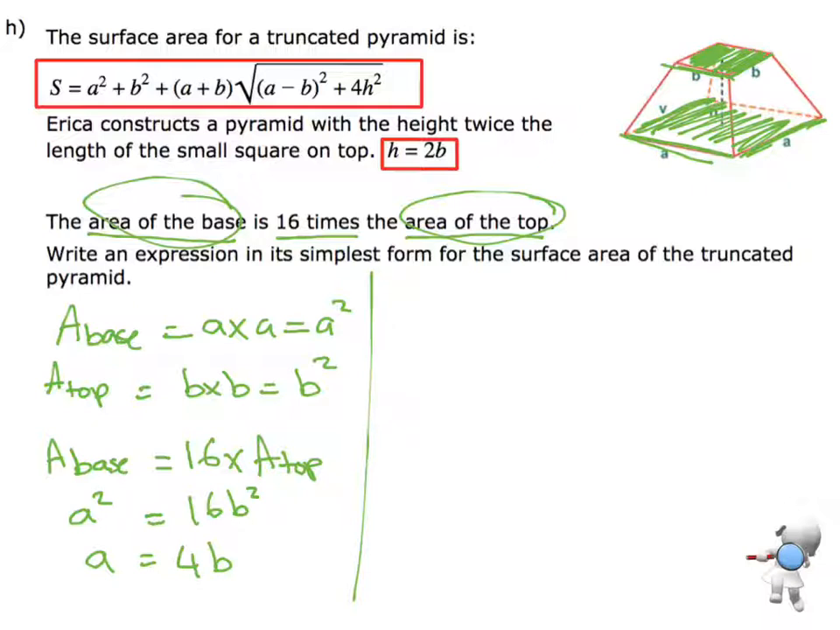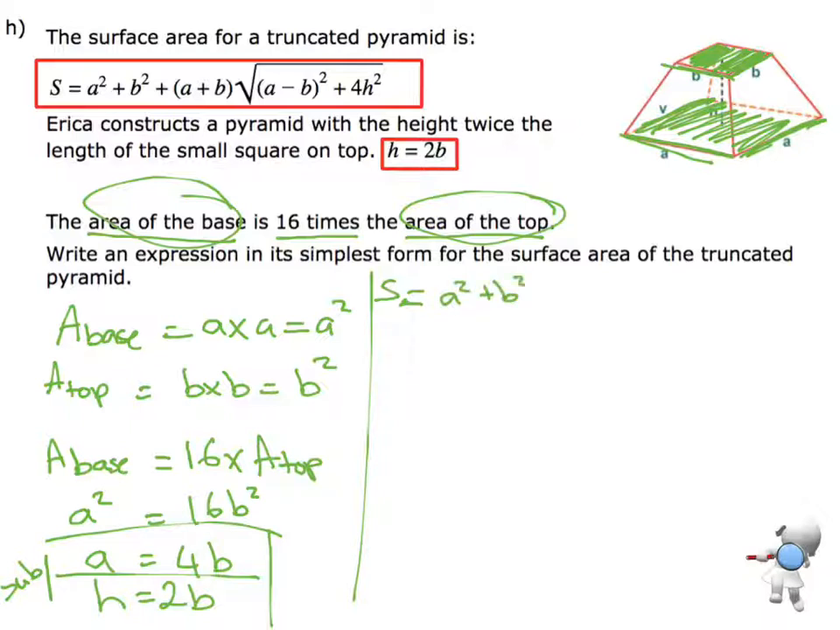So I'm going to use both of those pieces of information, plus H equals 2B, and I'm going to substitute both of those into that massive great big equation. So I'm going to write that big equation down. S equals A squared plus B squared plus A plus B times the square root of A minus B squared, plus 4H squared.